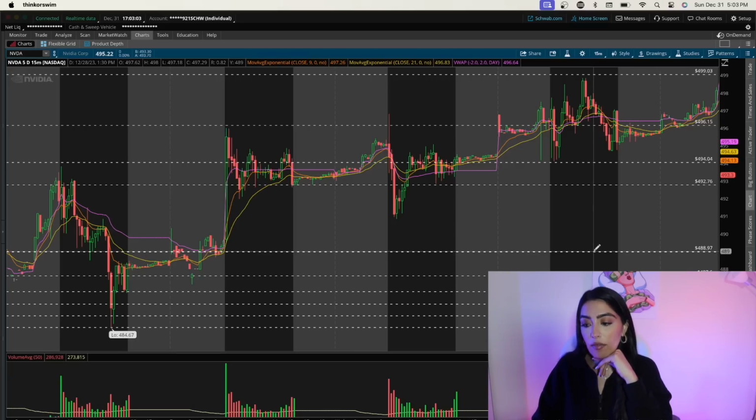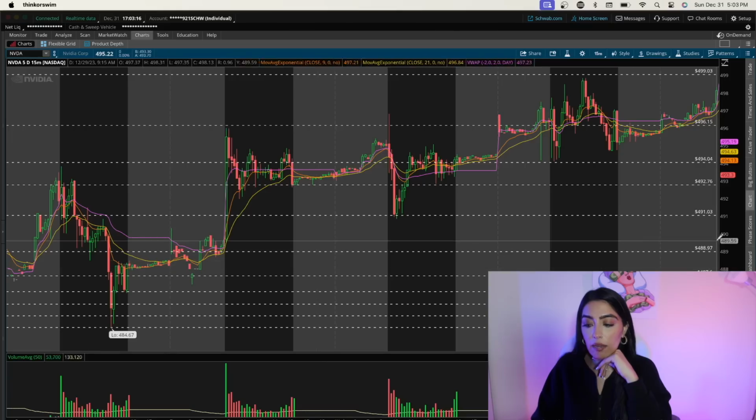For example, on Nvidia, if I were to take Nvidia below 494, my next level of support would be 490. I would probably put this at 493. And then below that, we have Nvidia at 491. And then below 491, Nvidia can sell down to around 489. So those are my profit targets to the downside.